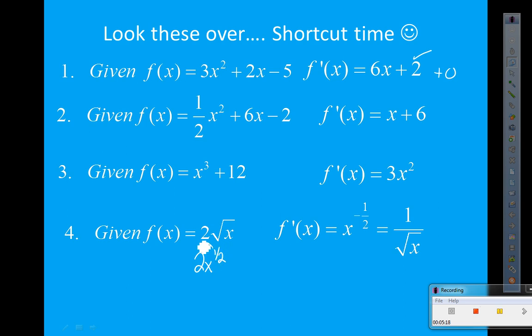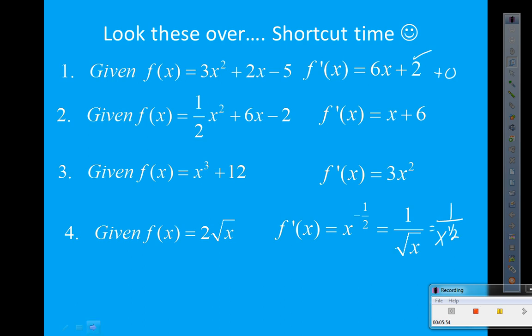What happens if I bring down the 1/2? So I got 1/2 times 2, which we know is 1. And I've got x to the 1/2 minus 1. Well, 1/2 minus 1 is negative 1/2. So there's that piece. Math Excel accepts negative exponents. I don't. So get rid of that negative exponent. You could either see it as x to the negative 1/2, or you could also see it as 1 over x to the 1/2. Same thing. And I think I have one more coming your way.